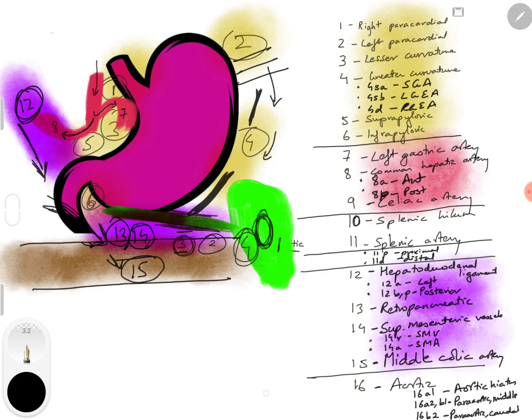The 9 is celiac artery, 10 is splenic hilum, 11P is proximal splenic artery, 11D is distal splenic artery, 12 is divided into 12A and 12B, comma P, left hepatoduodenal and posterior hepatoduodenal. 13 is the retropancreatic nodes, 14V is superior mesenteric vein, 14A is superior mesenteric artery. Then we have the middle colic and the aortic hiatus, which is divided into 3 groups: aortic hiatus, middle para-aortic, and caudal para-aortic. Thank you for watching this video, and I hope this makes it easy to remember for you the 16 lymph node stations.